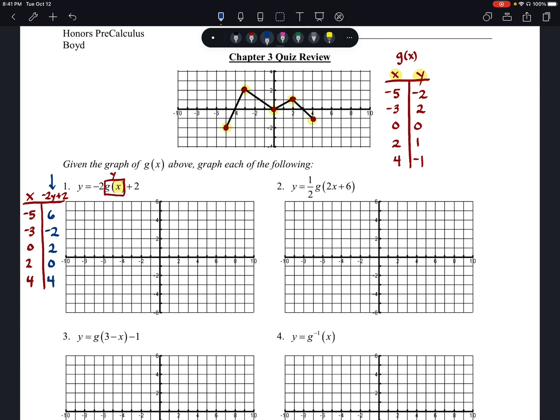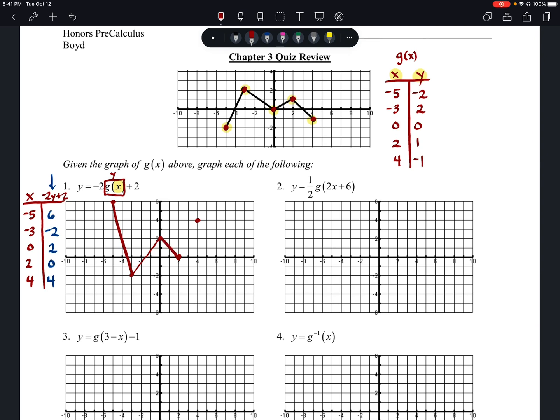Now all we need to do is replot the points. So we have negative 5, positive 6, which should be right up at the very top. We've got negative 3, negative 2. We've got 0, positive 2. We have 2, 0, and then we've got 4, 4. So we'll take it here and we'll connect them in the same order.